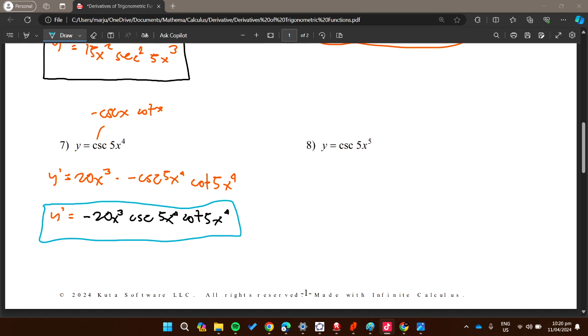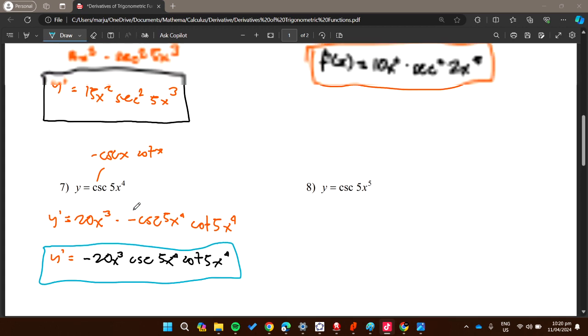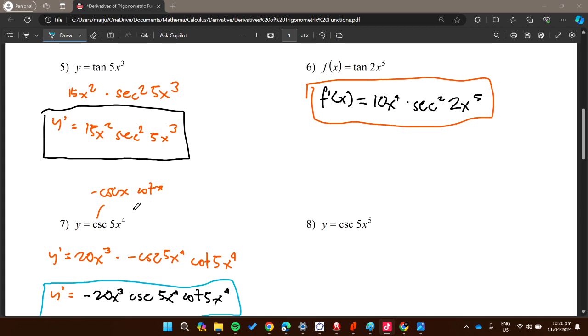But if you want to experience some headache, you can also use different identities to simplify this one further. So that is our answer for this number.